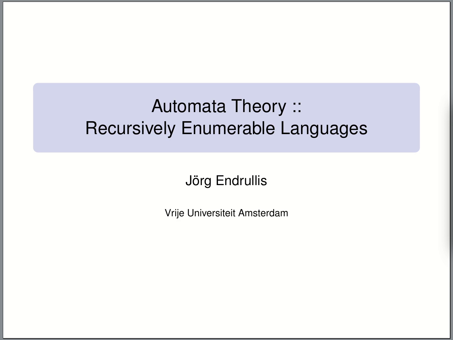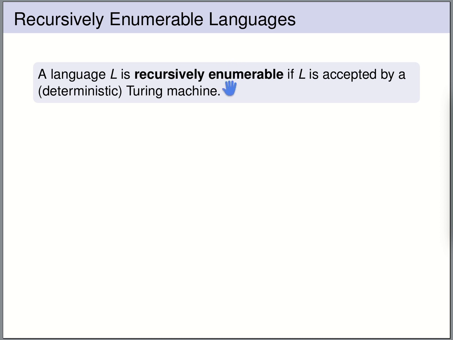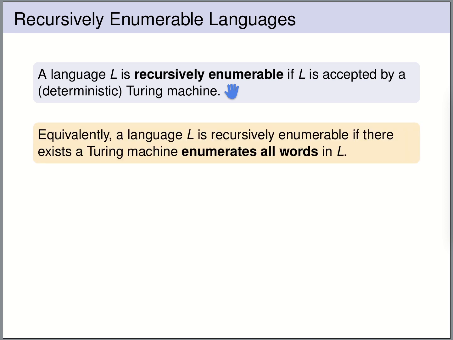In this lecture, we will discuss properties of recursively enumerable and recursive languages. A language L is called recursively enumerable if the language is accepted by a deterministic Turing machine.